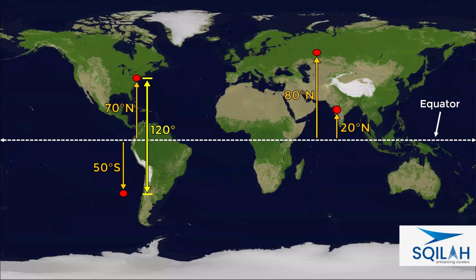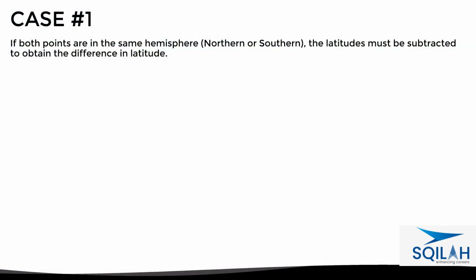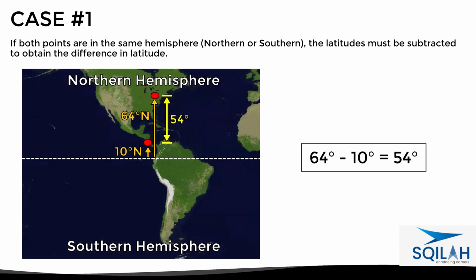Now, in this other case, where the latitudes are 80 degrees north and 20 degrees north, the difference in latitude would be 60 degrees. Now, to calculate the difference in latitude, the latitudes must be added or subtracted depending on the case. If both points are in the same hemisphere, then the latitudes must be subtracted to obtain the difference in latitude. In this example, both points are in the northern hemisphere, so we subtract the latitudes and obtain a difference in latitude of 54 degrees.